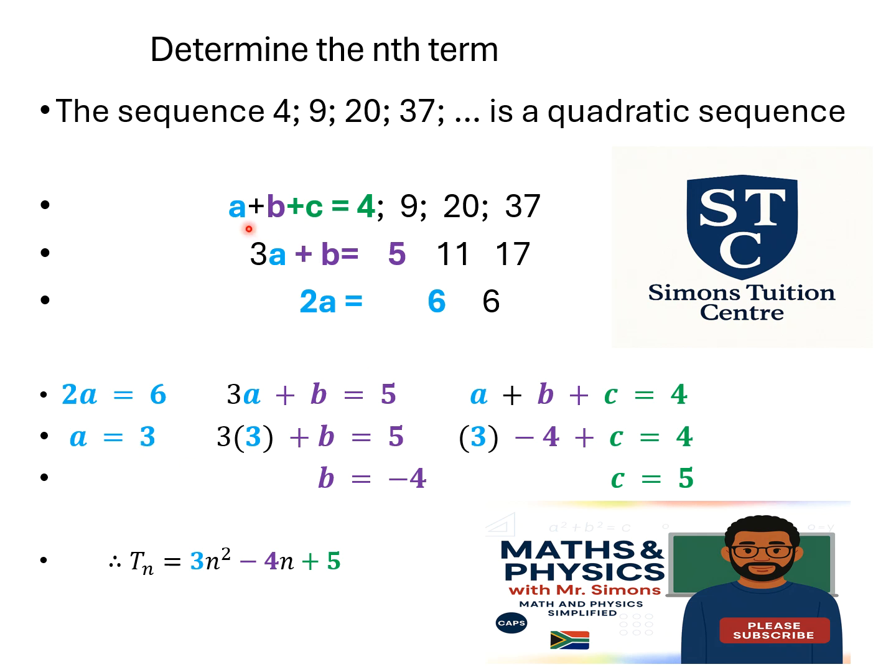So I can solve a plus b plus c equals 4. A is 3, b is minus 4, plus c equals 4. 3 minus 4 gives me minus 1. If I take minus 1 across, 4 plus 1, c equals 5. Therefore, my equation now, Tn equals 3n squared minus 4n plus 5. And there we found the formula for the quadratic.